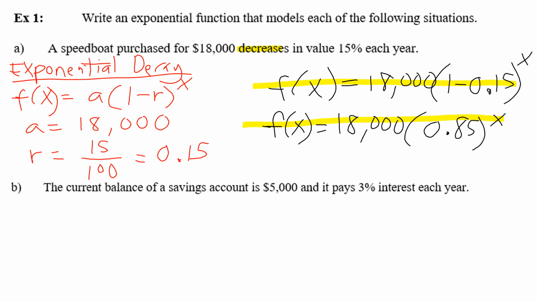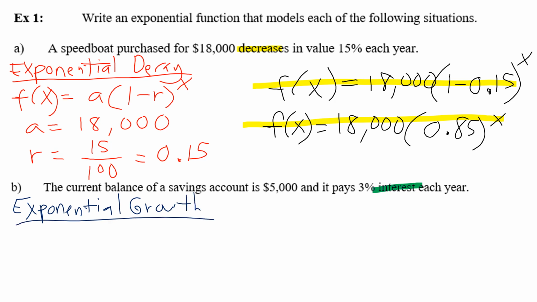Now B says, the current balance of a savings account is $5,000 and it pays 3% interest each year. Again, looking for words that tell us whether it's growth or decay. In this case, the word interest tells me that it's increasing, so we're going to want exponential growth this time. Okay, so we'll start by writing that down.